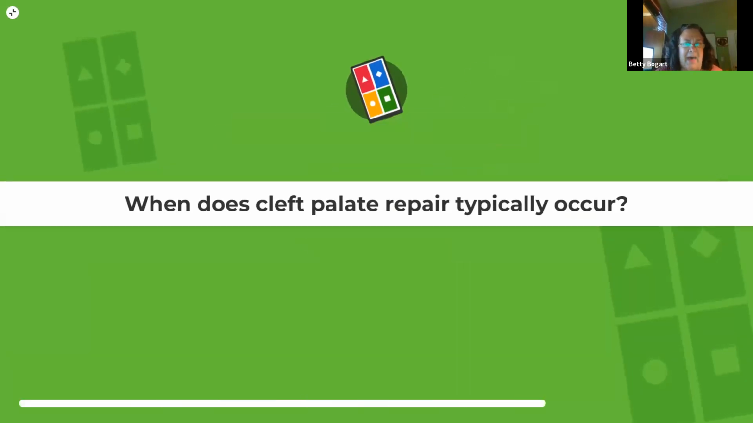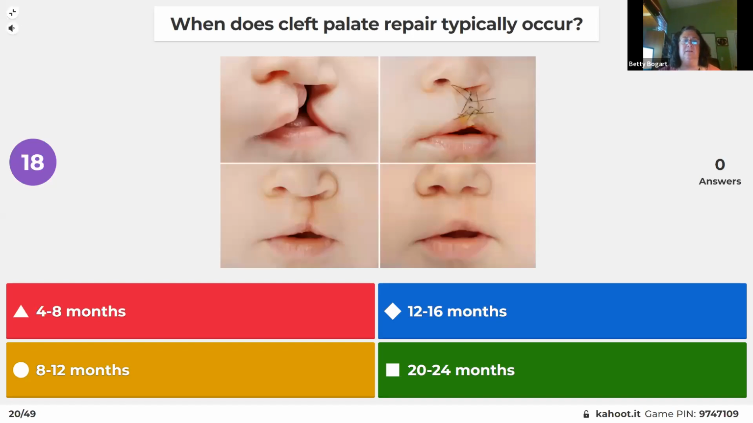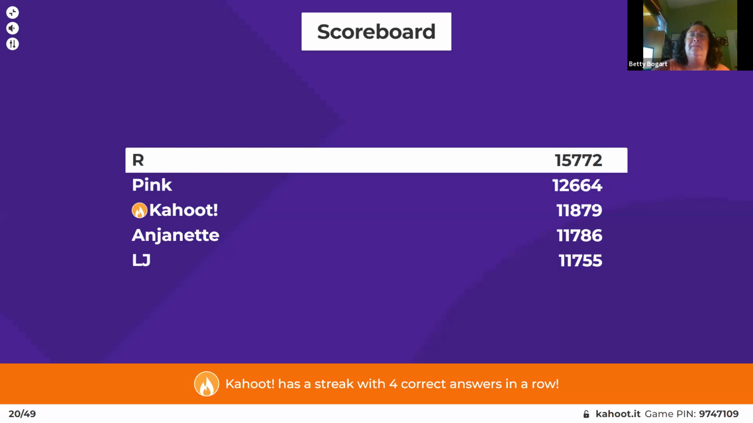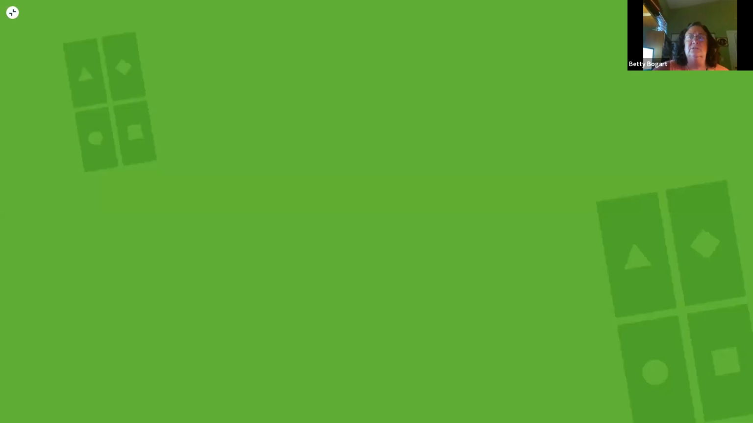When does a cleft palate repair typically occur? So cleft palate is before they start talking. So 6 months, 8 months to 12 months, right in that area is when they do try to do it because they don't want any speech impediment. That's their biggest concern, is speech.